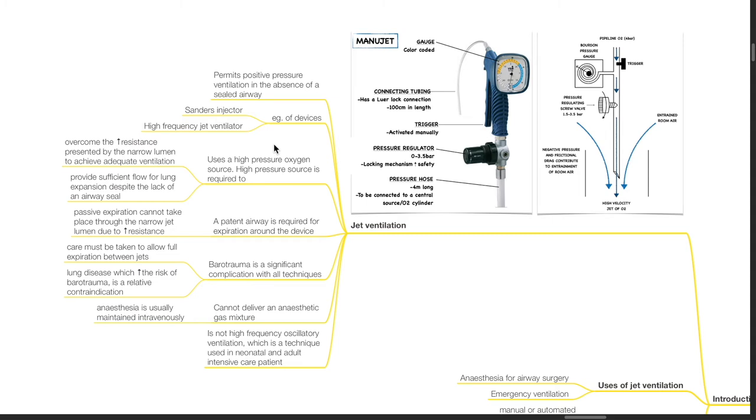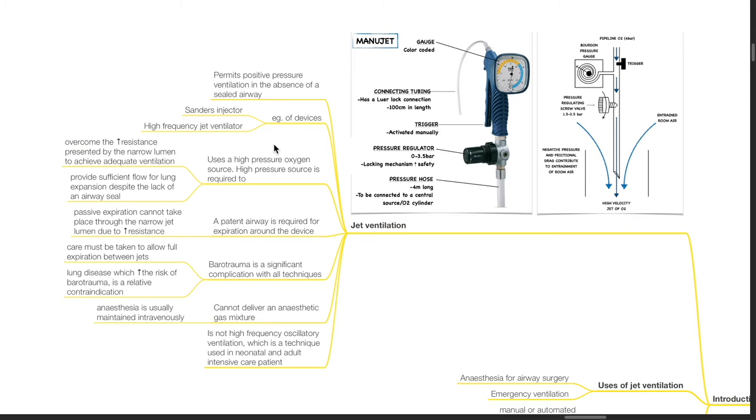Barotrauma is a significant complication with all techniques of jet ventilation. Care must be taken to allow full expiration between jets. Lung disease, which increases the risk of barotrauma, is a relative contraindication. Jet ventilation cannot deliver an anesthetic gas mixture, and anesthesia, if required, is usually maintained intravenously.